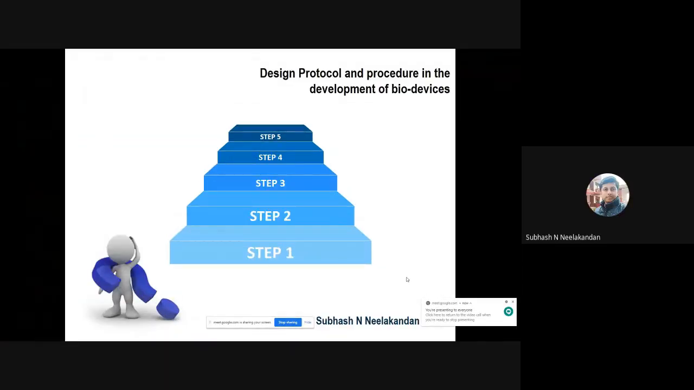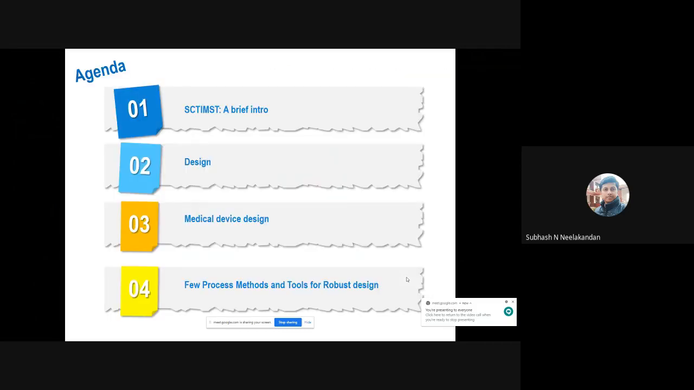So through this session, the plan is to give a high-level view, not a detailed view, of the various design protocols that are adopted in the industry for development of biomedical devices. The agenda for the session is a brief introduction about SCTIMST, our institute, design in general and medical device design in particular, and some of the processes, methods, and tools used for device design in the industry, both in the country and outside.